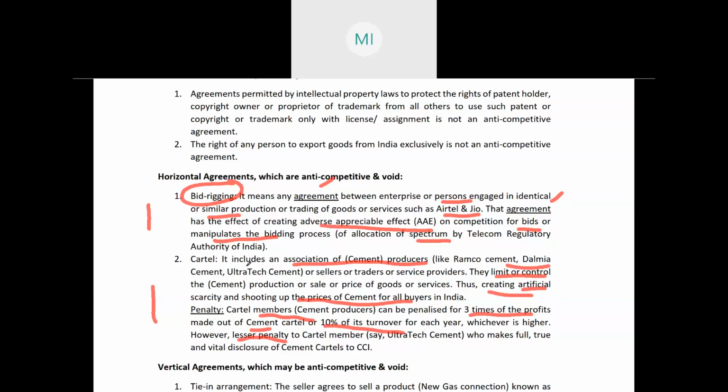If they inform on the others, like we would say in Tamil, then there will be a lesser penalty to that person.